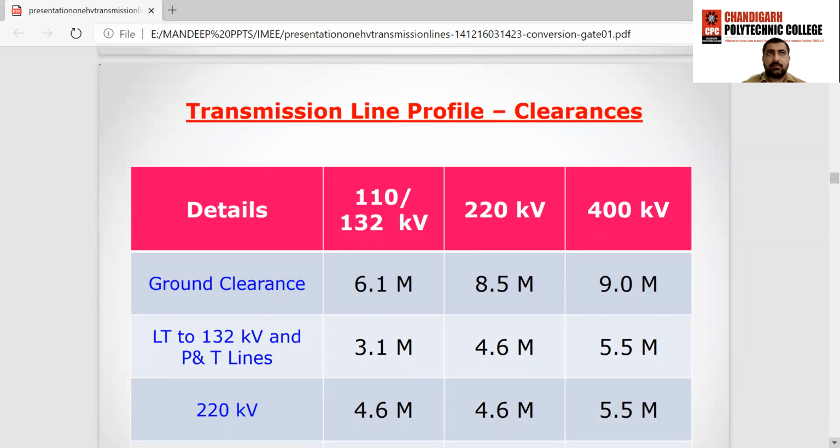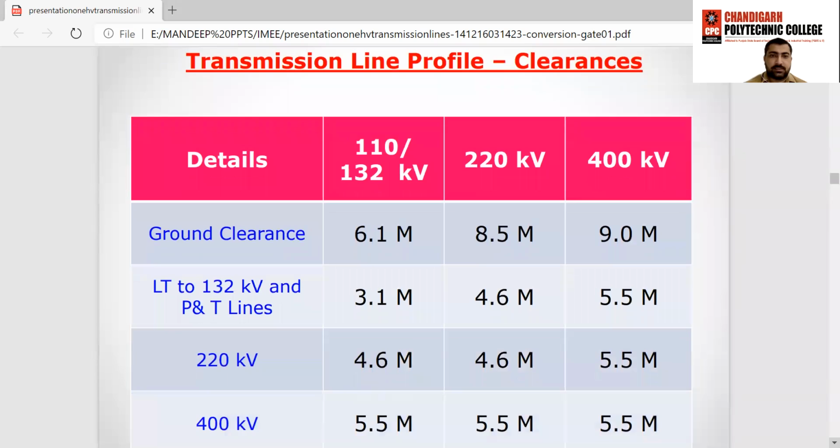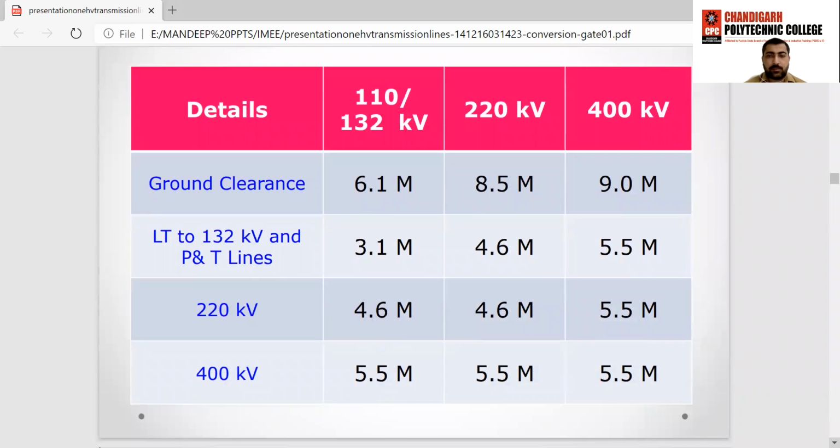And these are the clearances for transmission line. Ground clearance. The minimum required ground clearance according to electricity board rules for 110 to 132 kV lines, the ground clearance required is 6.1 meter. For 220 kV line, 8.5 meter, and for 400 kV lines, 9 meter ground clearance is required.